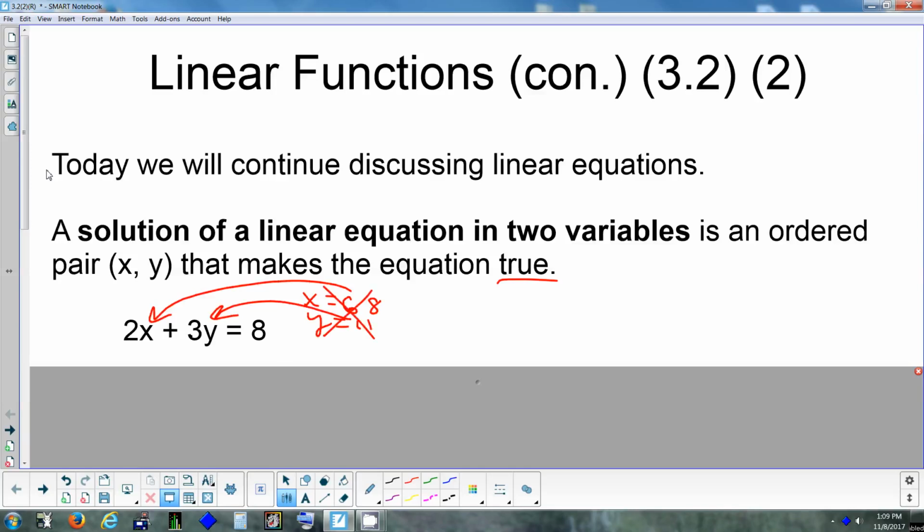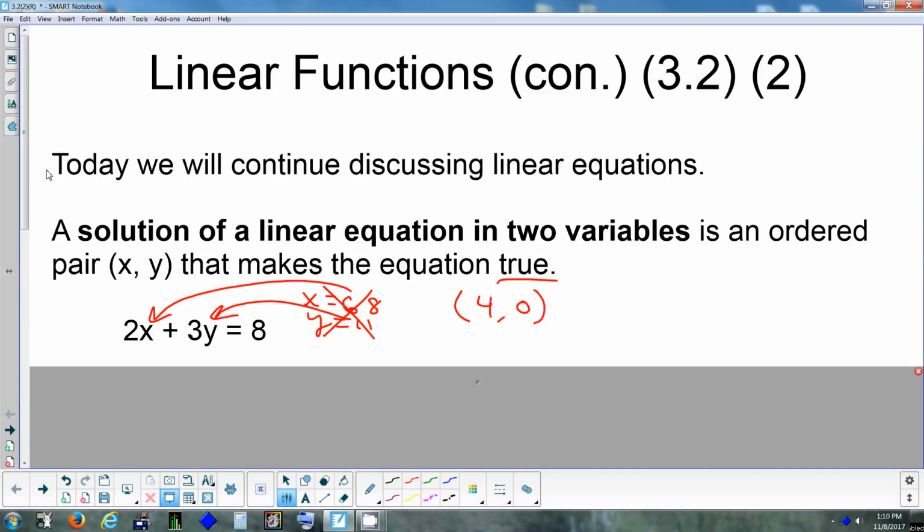Can anybody give me something that would be a solution? There's literally an infinite amount of answers. Some are easier to think of than others. If x is 2 and y is 4, 2 times 2 is 4, 3 times 4 is 12. Oh, no, sorry. I'm sorry, guys. Let me start you off with one. Let's try 4, 0.